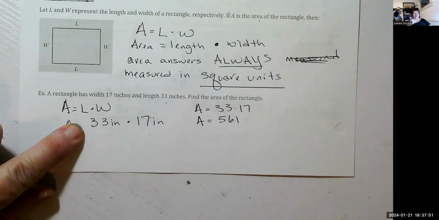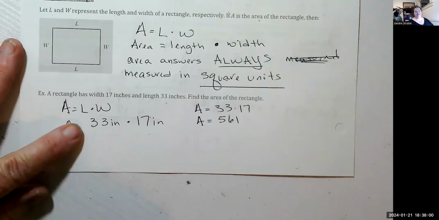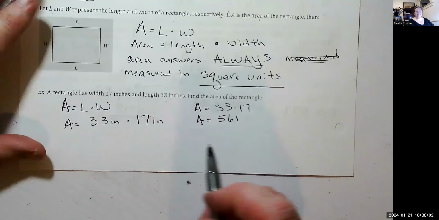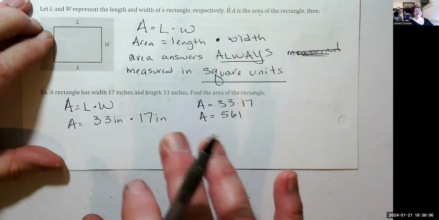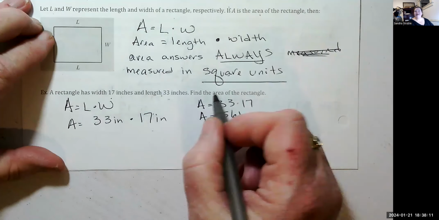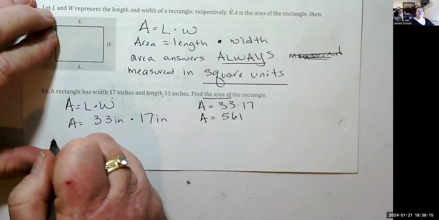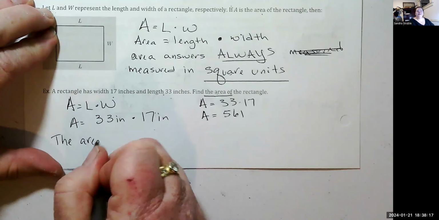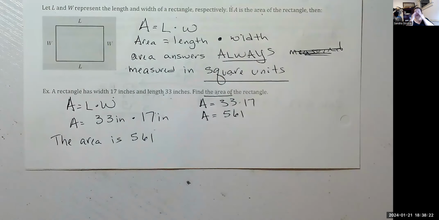Here's why I wrote it this way. And this is what you'll probably see me doing going forward in this class. I find that I just always carry my units with me because I forget. I don't know about you, but I always forget to have the right thing. There's 3 things I need to do for this. This is a word problem. So I need to show you how you're going to answer it. A rectangle has the width and the length. Find the area of the rectangle. So I'm going to use this here. The area is 561. And this is the part I don't want you to forget.